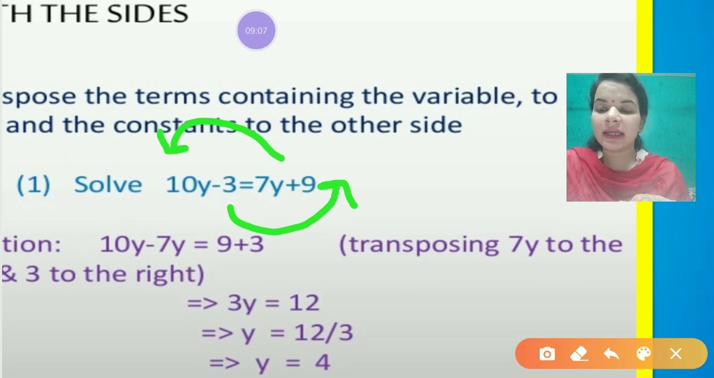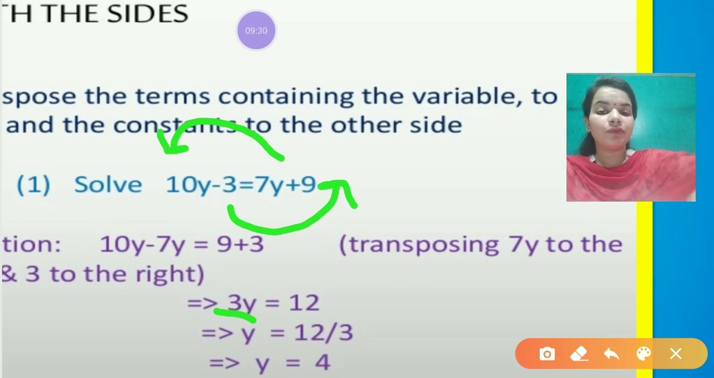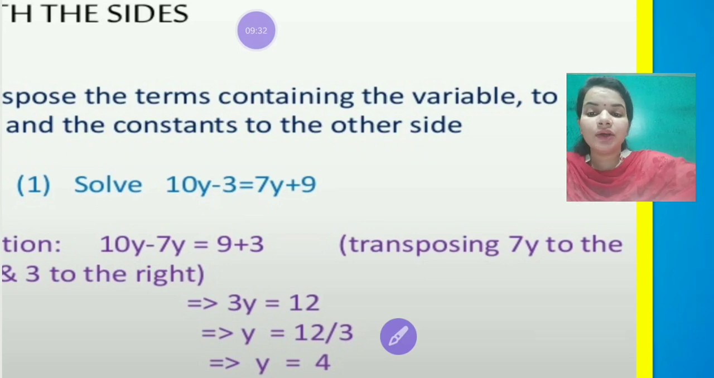So you will get 10y - 7y = 9 + 3. 10y - 7y, 10 - 7 is 3. So you will get 3y, and 9 + 3 will give you 12. So you will get 3y = 12. Then you have to separate y. 3 is in multiplication. Take it to the right hand side. It will be 12 upon 3. That will give you 4. So the value of y here comes out to be 4.